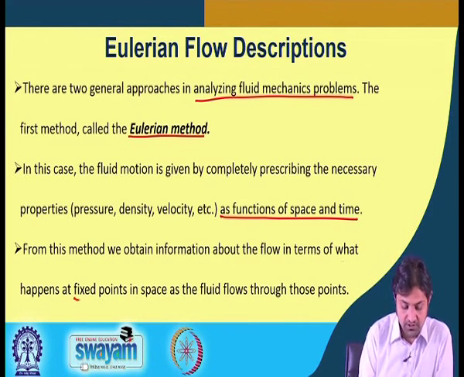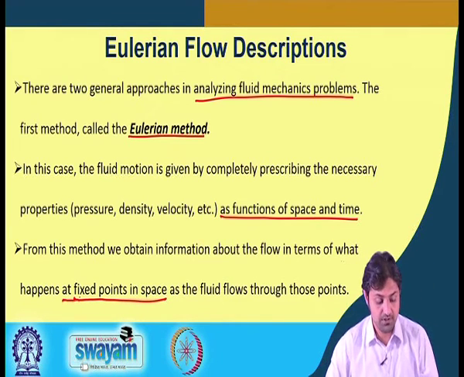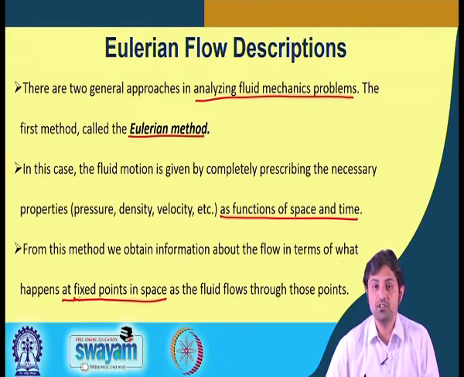So this is very important. This is the main difference between the two descriptions. In Eulerian flow description, we describe the flow properties in terms of what happens at fixed points in space. The observation is also taken from the fixed point in space.